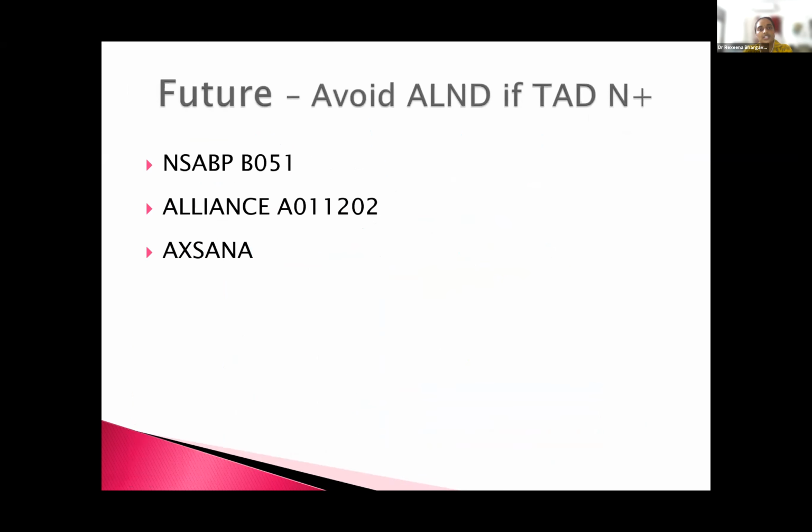And now the future. Again, there are recent studies where we are trying to avoid axillary dissection if the node is positive. So far, even if the targeted axillary node is positive, we have been doing a completion axillary dissection. So, can axillary dissection be avoided even if the node is positive post chemotherapy? These are a few of the studies: NSABP B-51, Alliance 11202, and the AXANA trials, which are looking into this.